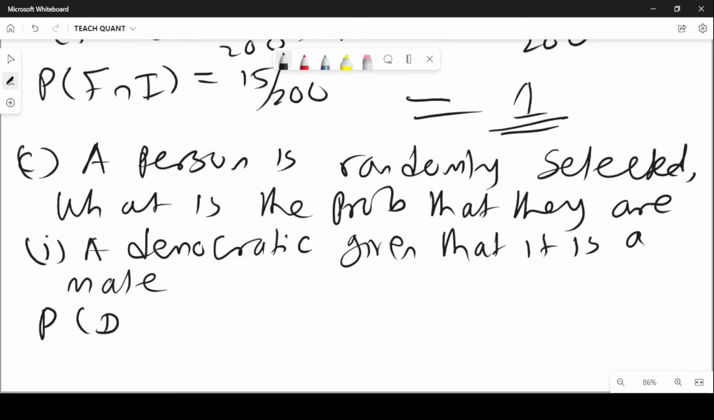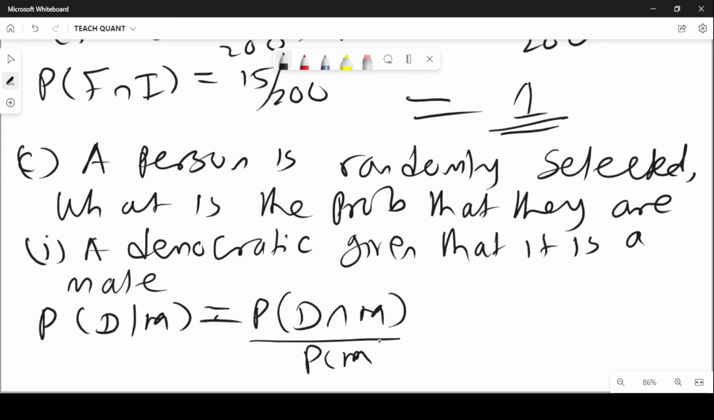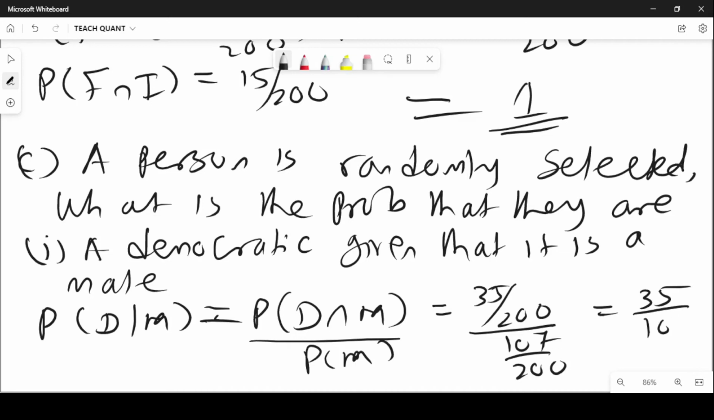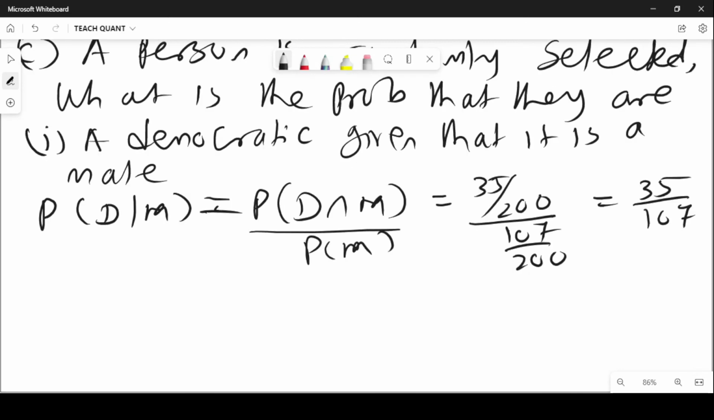The probability of Democrat, given that it's a male, is the probability of Democrat intersection male all over the probability of a male. And we know a Democrat and a male is 35 over 200 divided by the probability of a male, which is 107 over 200, and the answer will be 35 over 107. That should be the probability that it's a Democrat given that it's a male, and the probability is 0.327.